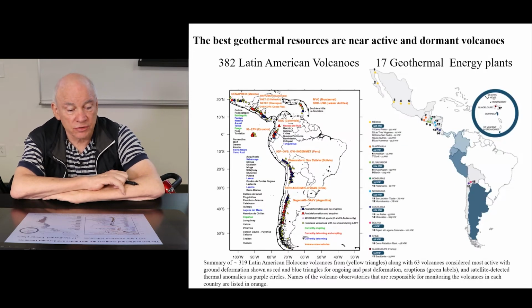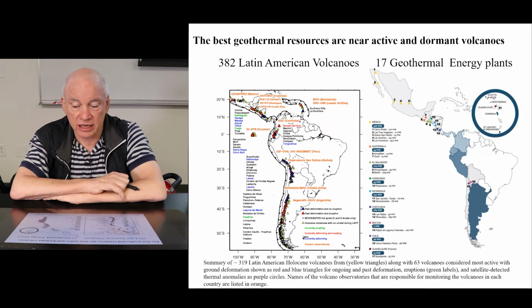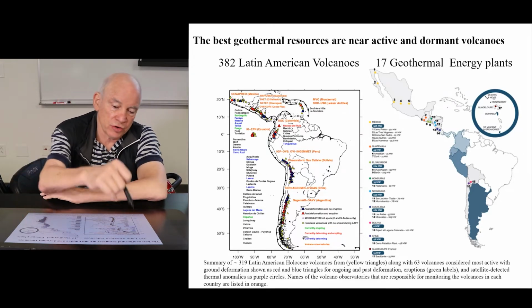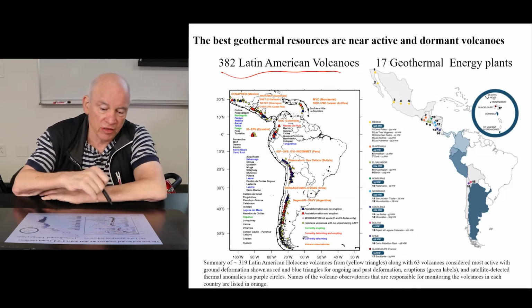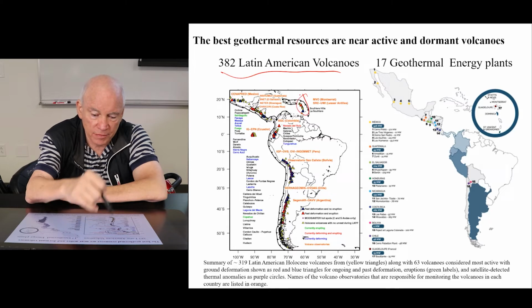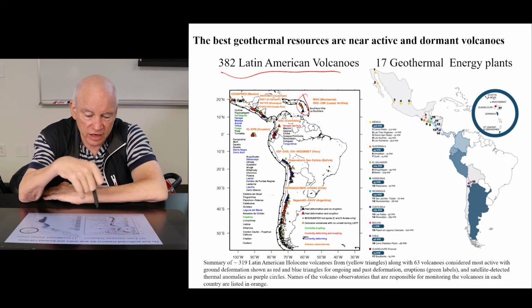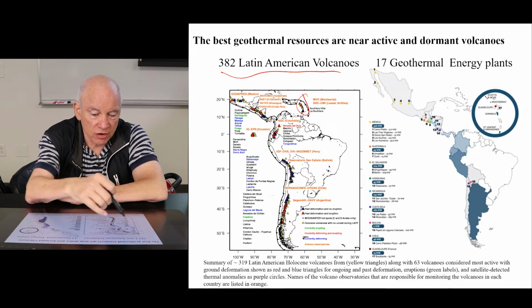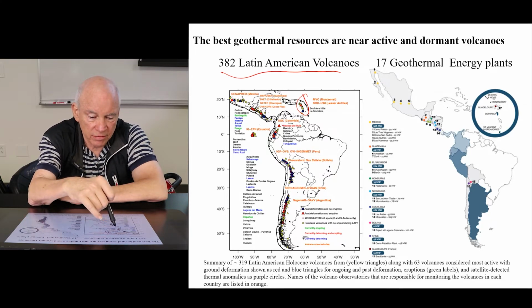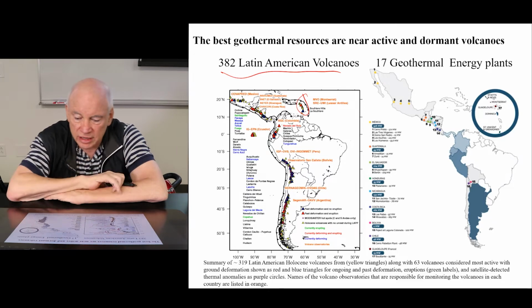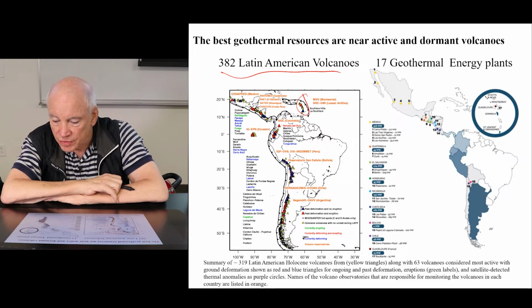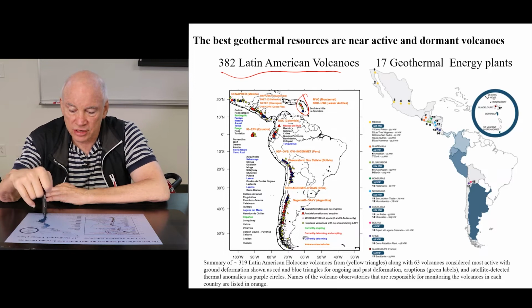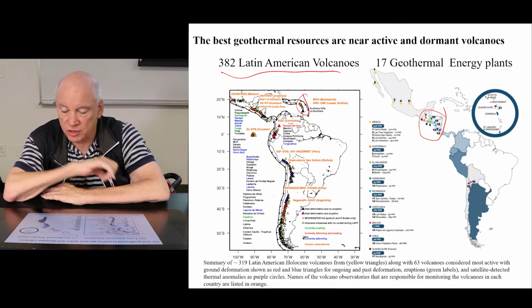So, as we said, the best geothermal resources are near active and dormant volcanoes. We know there are 382 Latin American volcanoes. They're all here on the west side, except for in the Caribbean, up here in the east. But Brazil doesn't have any, nor Paraguay. They're over here in Mexico, Central America, Colombia, Ecuador, southern Peru, Chile, Argentina, and down like that. And that's where the geothermal energy plants are, 17 of them now. You'll notice a concentration in Central America, which we're going to end up talking about quite a bit.